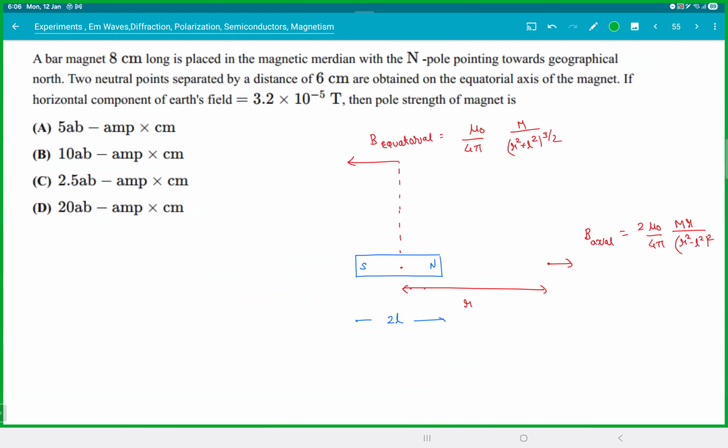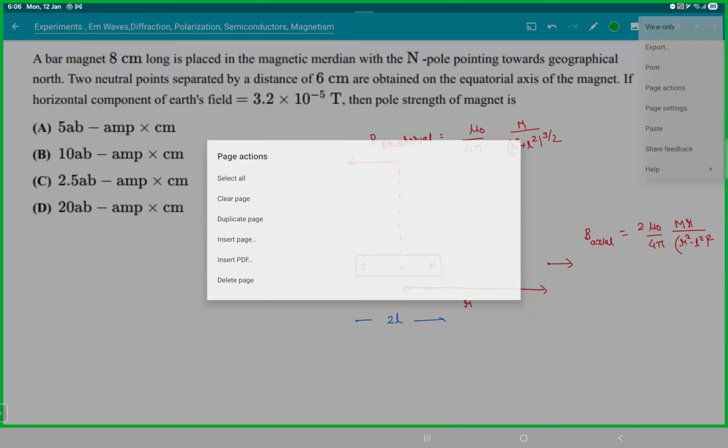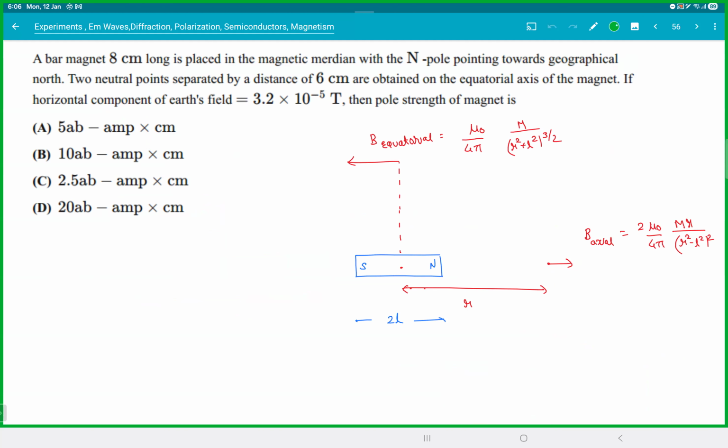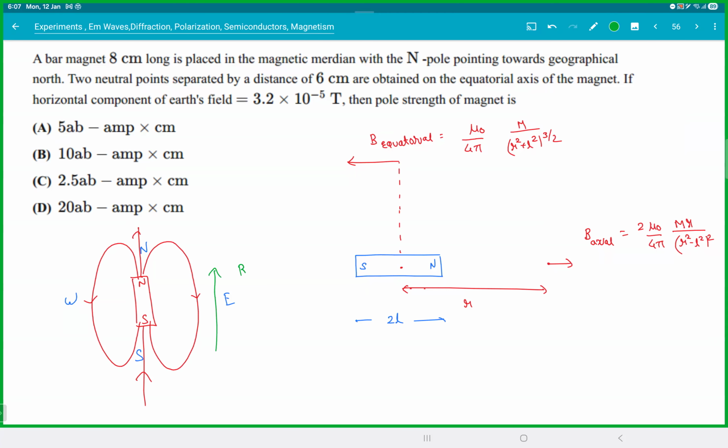Clear with this? Now that we know this, let's see what he's asking. He's saying the magnet is placed along the north and south. So north, south, east, and west. You kept your magnet with the north pole towards your geographical north. So the magnetic field lines will be going like this. And does anyone remember how the Earth's magnetic field goes? The Earth's magnetic field BH goes from south to north.